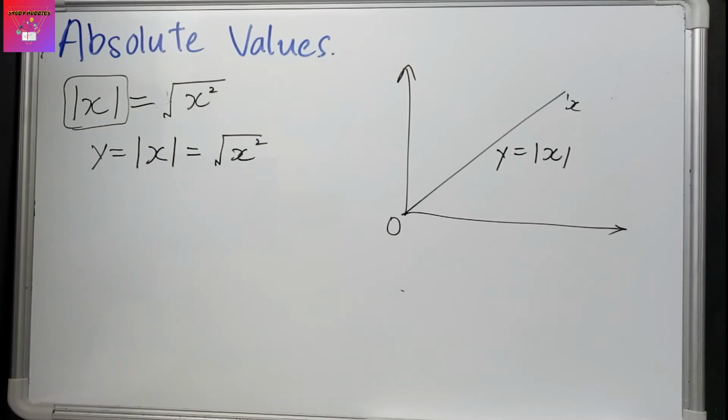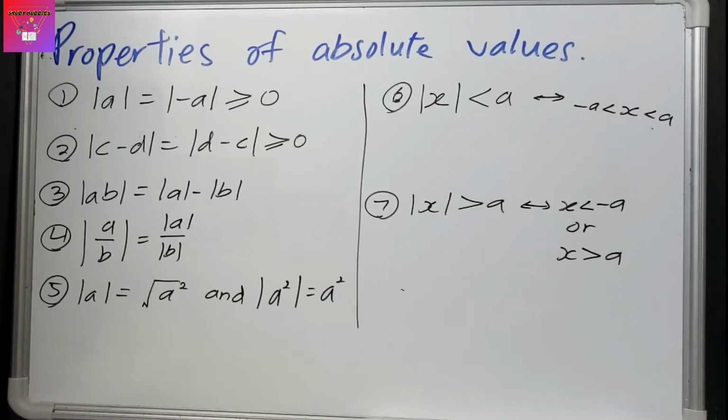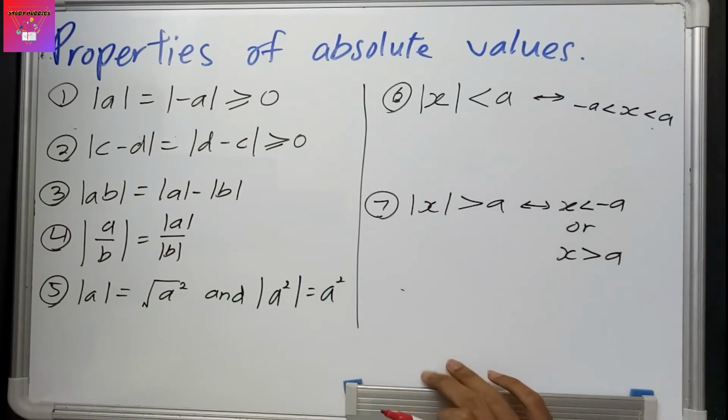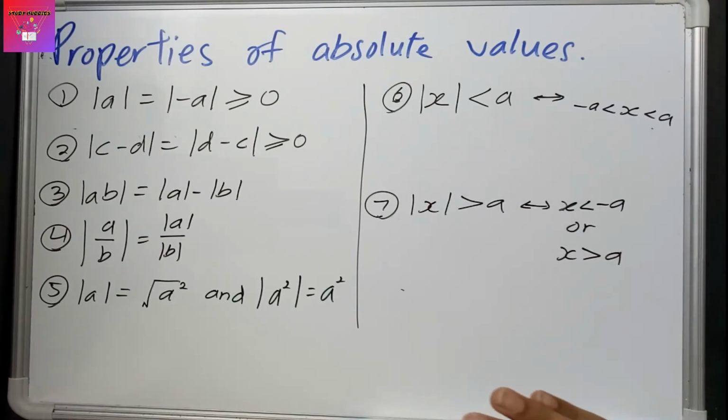So now you'll be looking at a few properties of absolute values. Here are the 7 properties of absolute values, but I would not be explaining all the properties. I'll be explaining only properties 6 and 7. For the other properties, I would request you to just remember the properties.